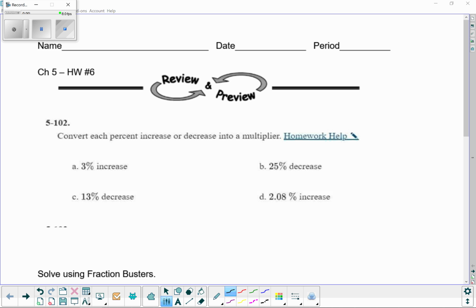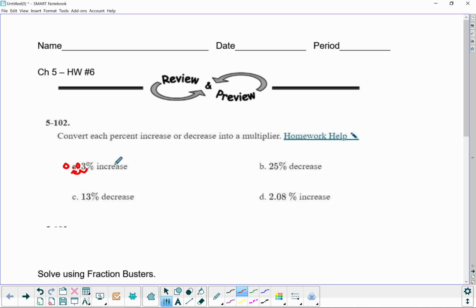All right, let's work on this assignment right here. This is homework for chapter 5, number 6. Convert each percent increase or decrease to a multiplier. Basically, you want to know what you need to multiply by to get to the next number in the sequence. Because this is a 3% increase, and remember, we can't use 3%. We have to move the decimal 2 places back, so we have to use 0.03.